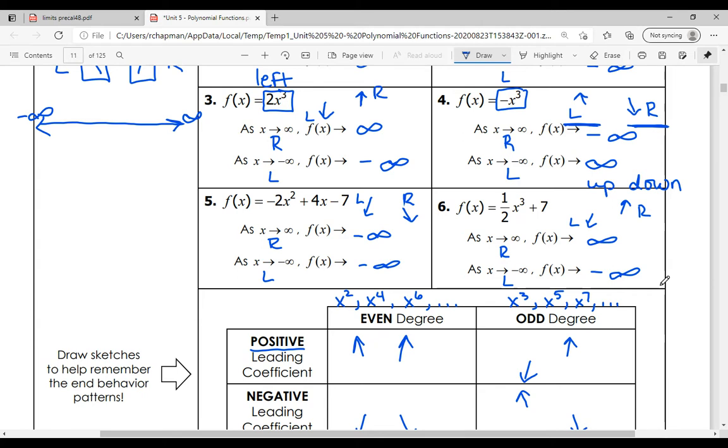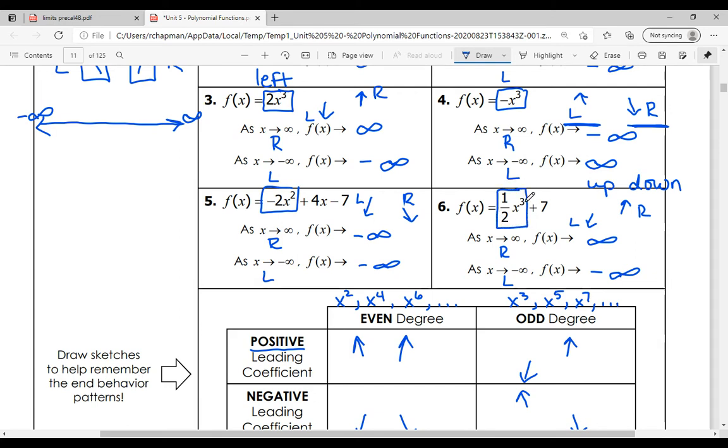All right, are you ready? So I got negative infinity for number 5 because that's a negative even. It's an even exponent with a negative number out in front, a negative leading coefficient. So both ends point down. So the left and the right both go to negative infinity.